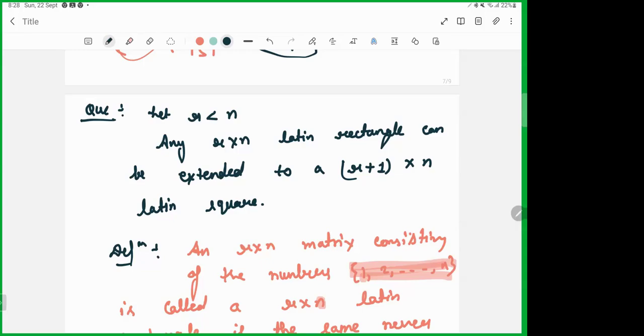How do you extend it? Where do you get the numbers from? 1 up to n. Okay. And we have r less than n. So basically, that says that our r times n Latin rectangle is part of some n times n Latin square, right? But how will you construct that n times n Latin square from this r plus 1 times n?